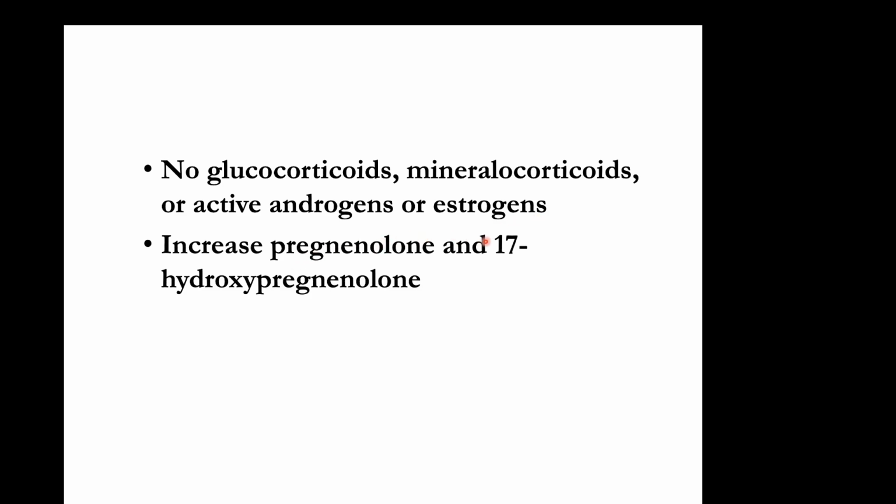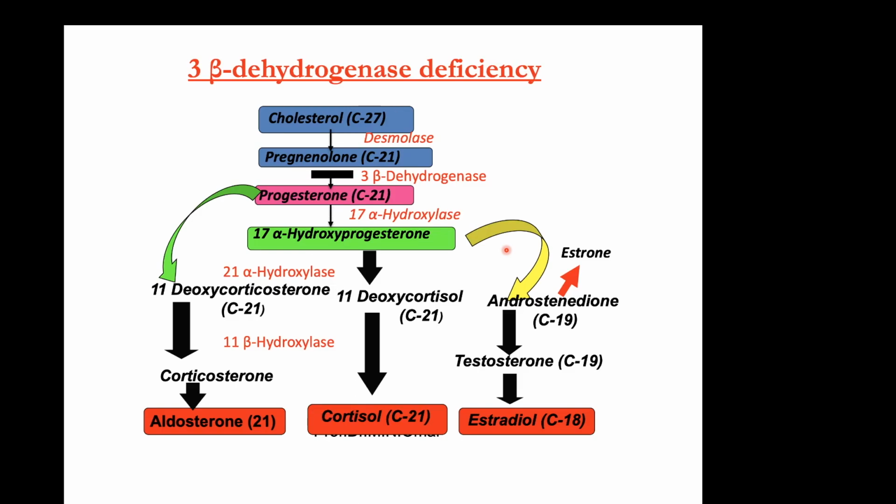Increased pregnenolone or 17 hydroxypregnenolone, since as we know, pregnenolone is converted into progesterone by 3-beta dehydrogenase, but sometimes this pregnenolone can be converted into 17 hydroxypregnenolone by the enzyme 17 alpha hydroxylase. Since this enzyme is active, the majority of the pregnenolone can be converted into 17 hydroxypregnenolone, and that will lead to the synthesis of DHEA and DHEAS.